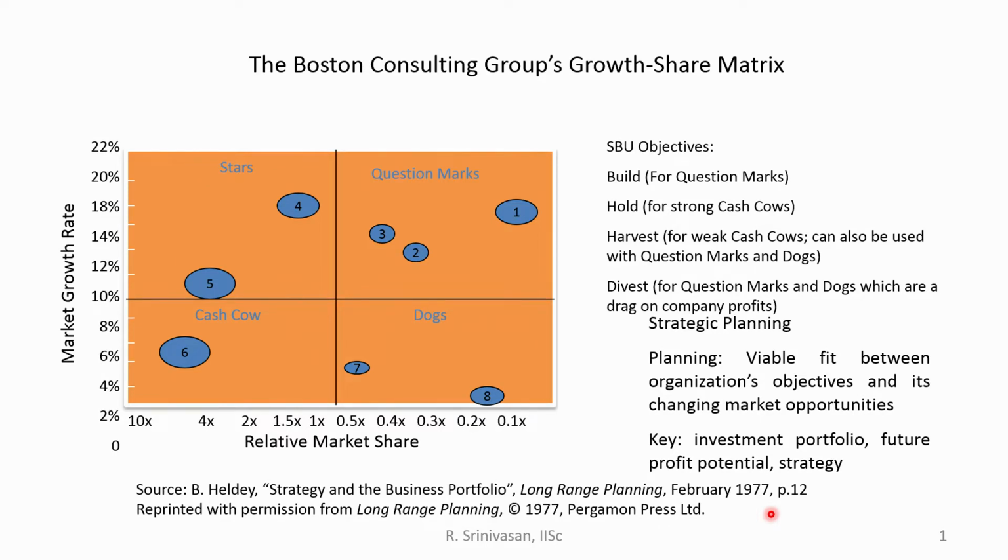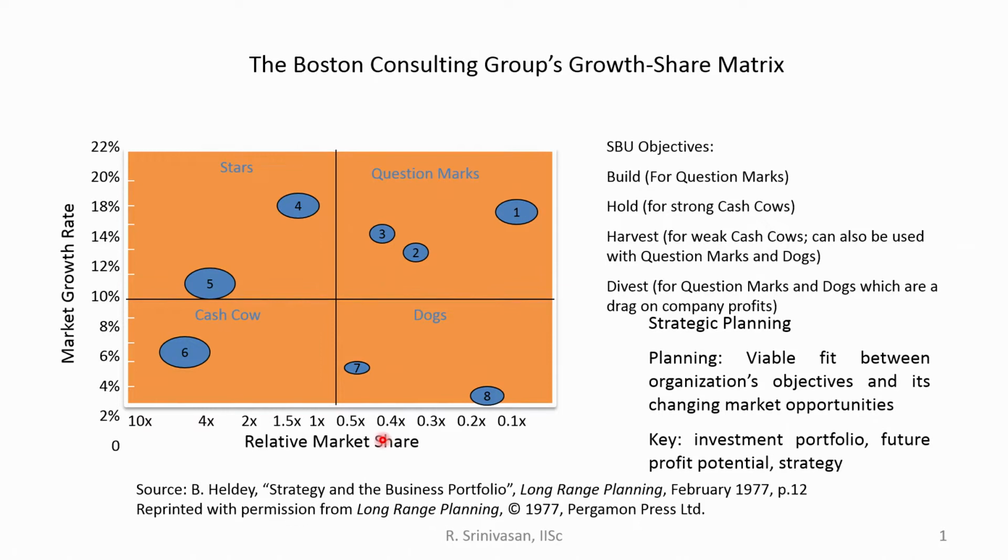So, what does this matrix give? It plots the market share of a company. It is actually the market growth rate against the relative market share of the company. Why is it called relative market share? Because it is relative with respect to the leader.